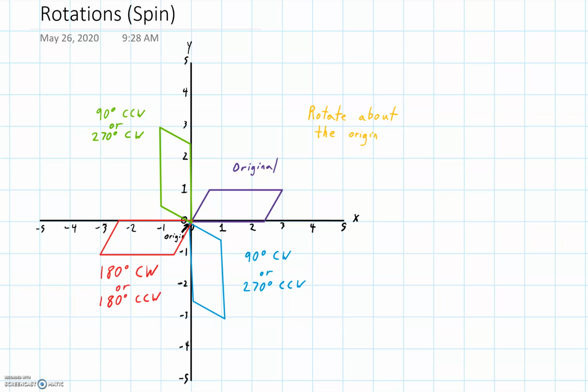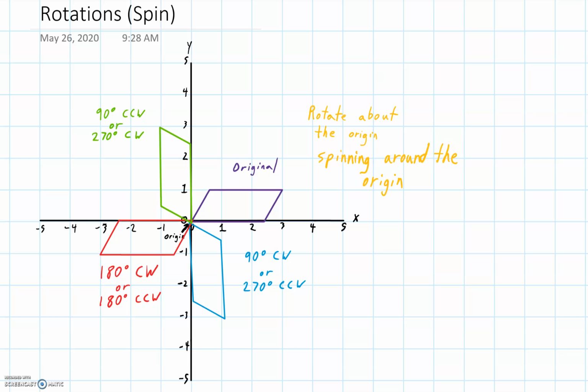So you can see here that we have the original shape, which is in purple, and in yellow it says rotate about the origin. Just a reminder, the origin is the dead center of our x and y axes, where it's 0, 0. So our origin is right here, right in the middle. So it's rotating about the origin. It means spinning around the origin. So it's spinning around that one point.